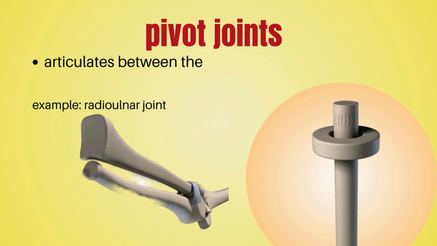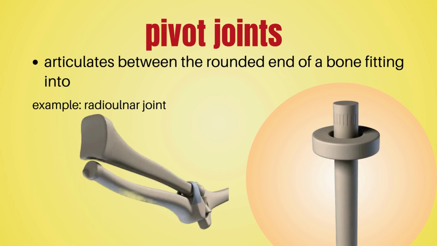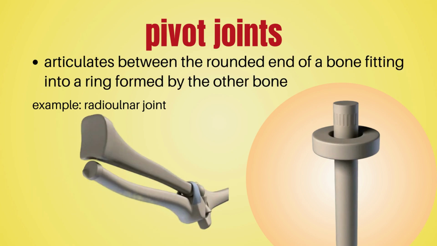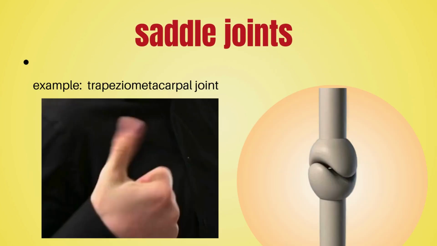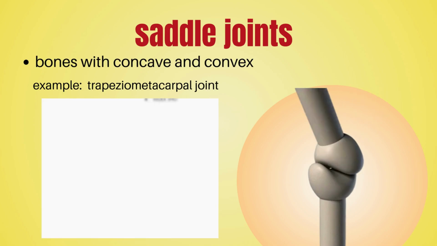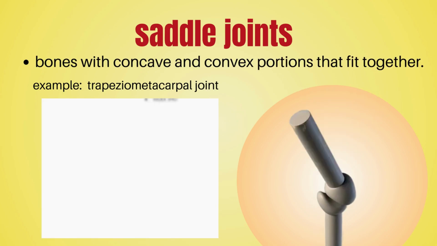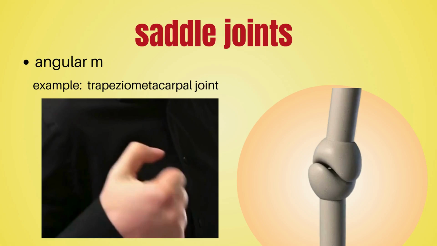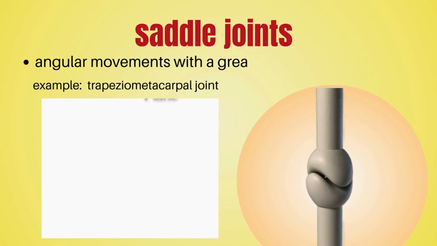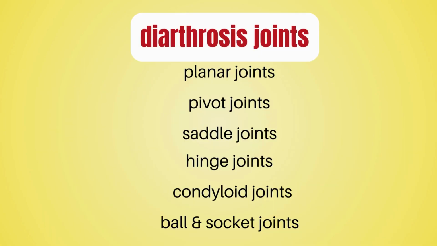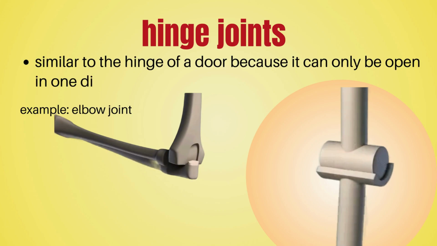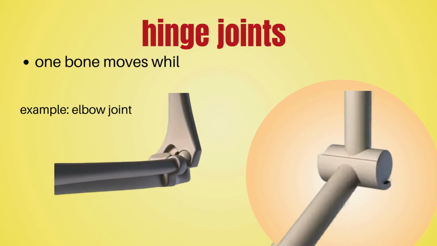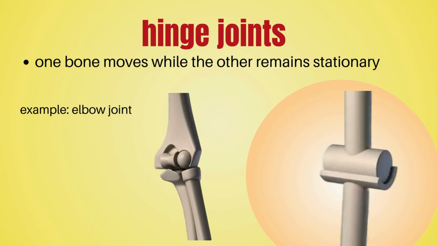It is an articulation between the rounded end of a bone fitting into a ring formed by the other bone. Next is the saddle joint. It contains bones with concave and convex portions that fit together. It allows angular movements similar to condyloid joints. Next one, we have a hinge joint. It is similar to the hinge of a door because it can only be opened in one direction. One bone moves while the other remains stationary.